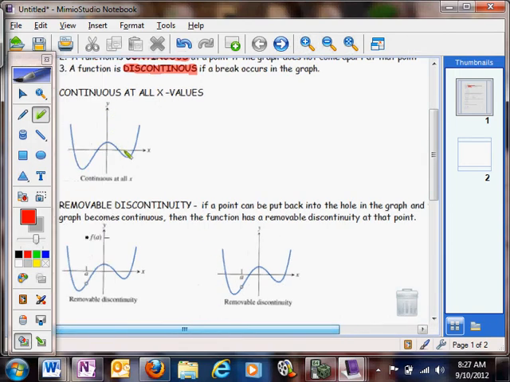Looking at the first example here, this graph is continuous at all x values because all we see, from the left to the right, is a continuous smooth curve, no breaks, no holes. It's continuous at all x values.